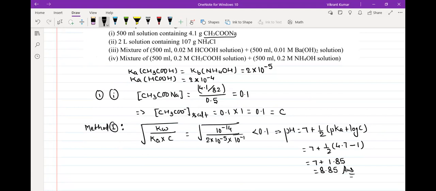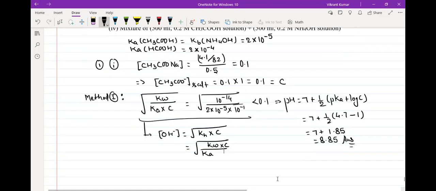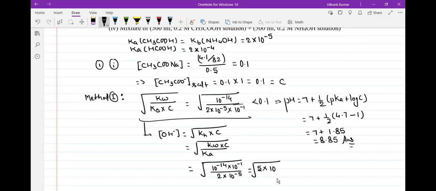If I don't remember this formula, then we say OH minus was under root KH into CN, which is under root KW upon KA into C. And that's why we'll write here, this value will be under root 10 raised to minus 14 into 10 raised to minus 1 upon 2 into 10 raised to minus 5. If you solve it, we are getting under root, if I say 5 times, then it becomes 10 raised to minus 11, I think.